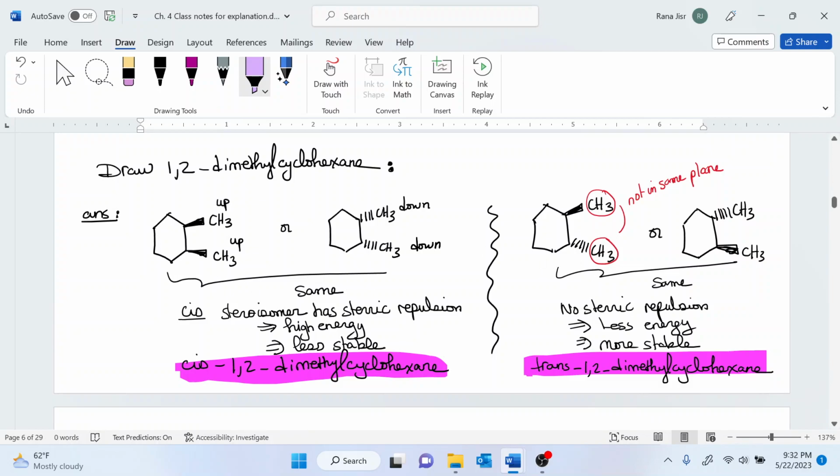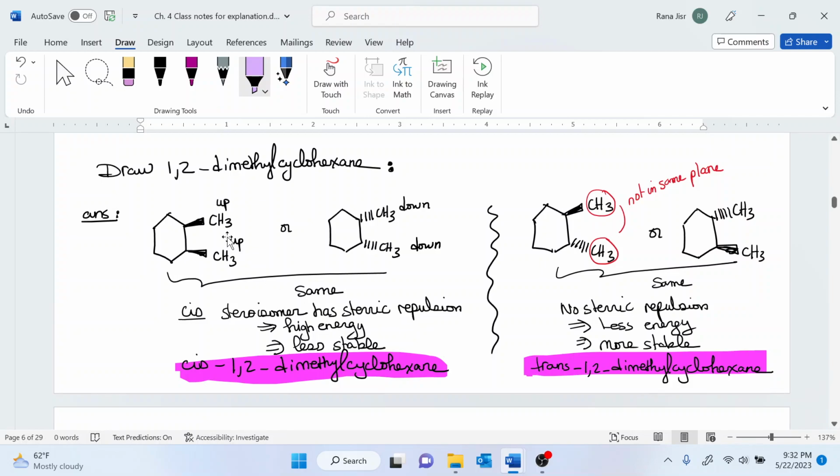Now the question here: which one is more stable? Stability has to do with energy. So the structure that has the higher energy is the least stable. And higher energy exists whenever substituents are close to each other. So here you have two CH3s, and those two CH3s are in the same plane and they are adjacent with respect to each other. So you're expecting those two to repel each other. So there's an energy between them. The energy is called a steric energy or steric repulsion.